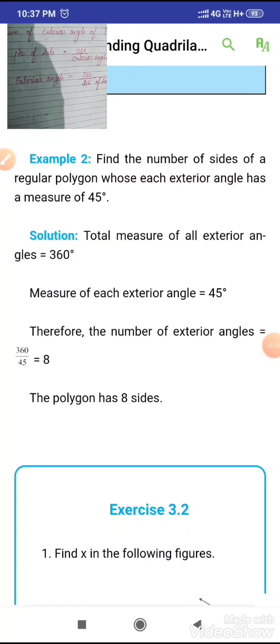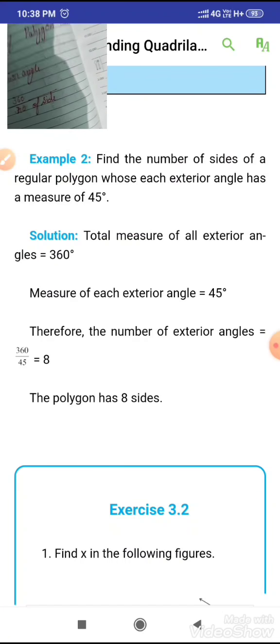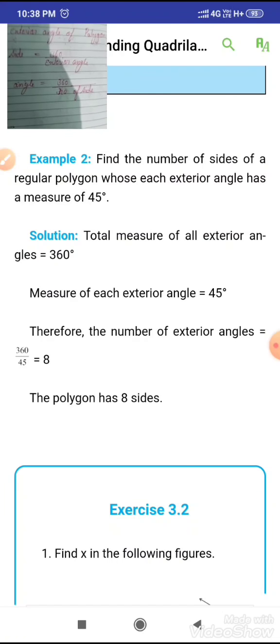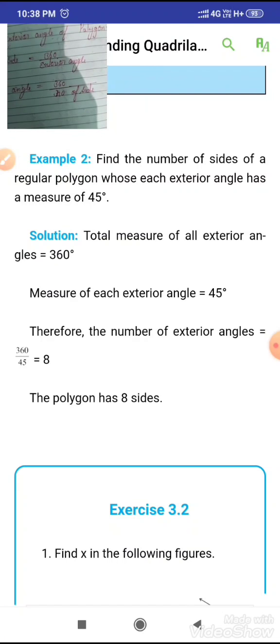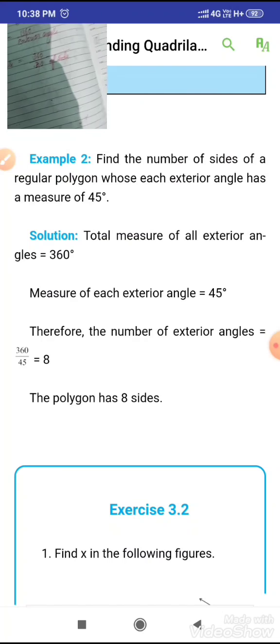So the first point is the sum of the exterior angles of a polygon is equal to 360 degrees. The second point is the number of sides is equal to 360 upon the measure of the exterior angle. And the third point is the exterior angle is equal to 360 degrees upon the number of sides. Now move to our exercise.